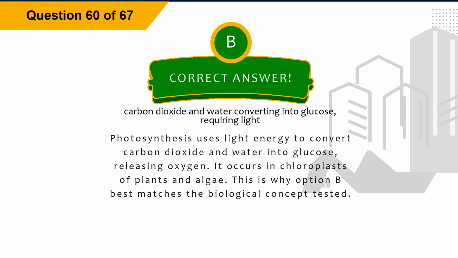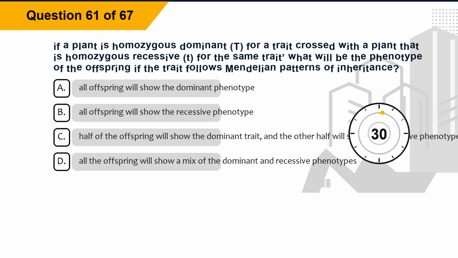Explanation. Photosynthesis uses light energy to convert carbon dioxide and water into glucose, releasing oxygen. It occurs in chloroplasts of plants and algae. This is why option B best matches the biological concept tested. Question 61. If a plant is homozygous dominant, T, for a trait crossed with a plant that is homozygous recessive, t, for the same trait, what will be the phenotype of the offspring if the trait follows Mendelian patterns of inheritance? Option A, all offspring will show the dominant phenotype.